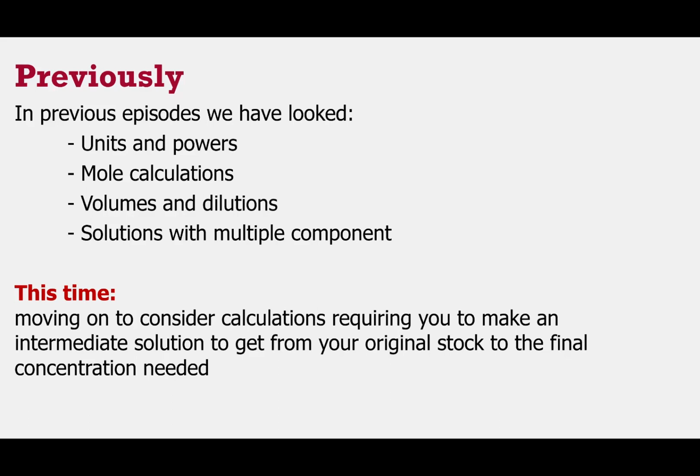And then we thought about typical volume and dilution type calculations, moving on from there to think about solutions that have multiple different components going into them. Now, if you haven't watched those previous videos, the last two in particular will be useful background before this current video. In this video, we're moving on to consider calculations where we need to make an intermediate solution of some sort in order to get from our starting position, be that a solid or a solution of a stronger concentration, through to the final concentrations that we want at the end.